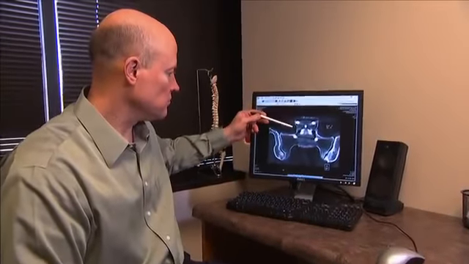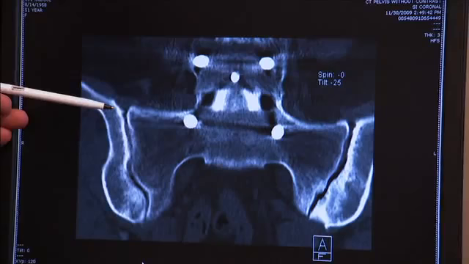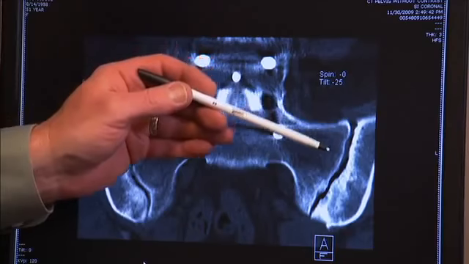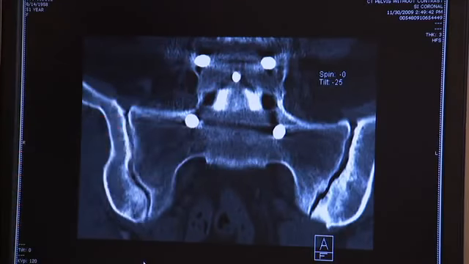The joint could also be subjected to increased stress as a result of being next to a lumbar fusion. We call that adjacent segment degeneration.